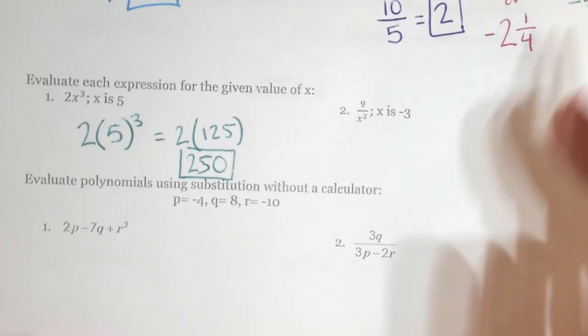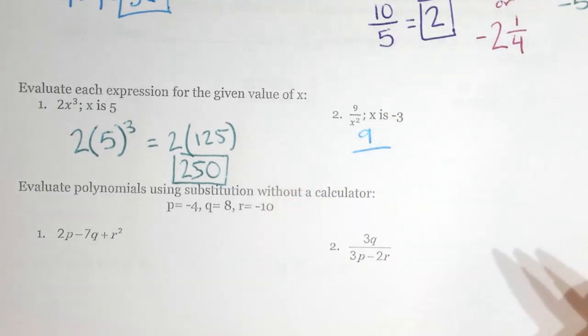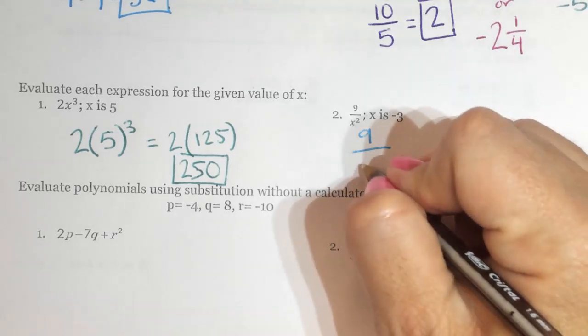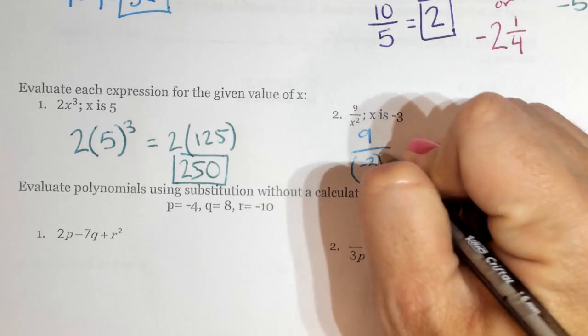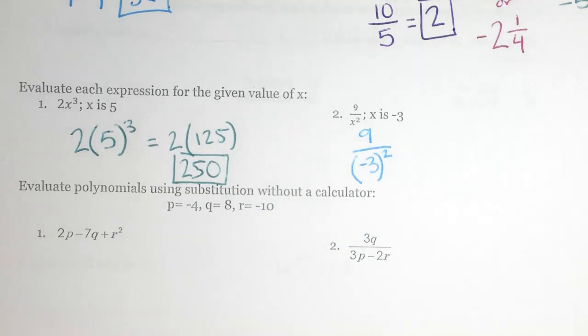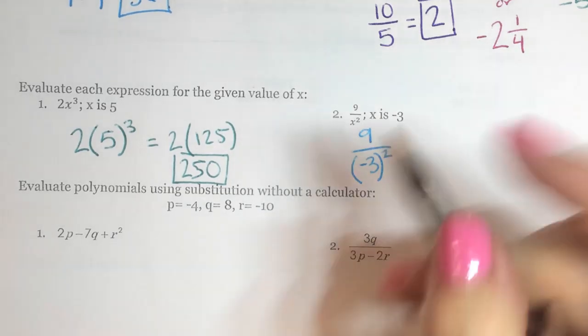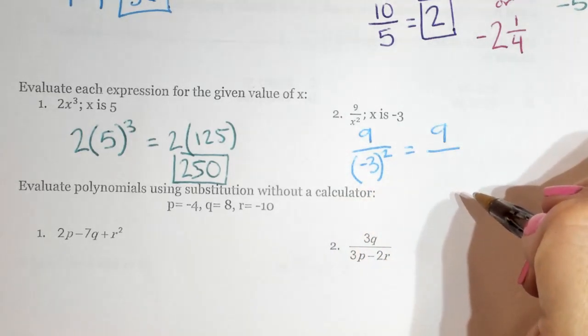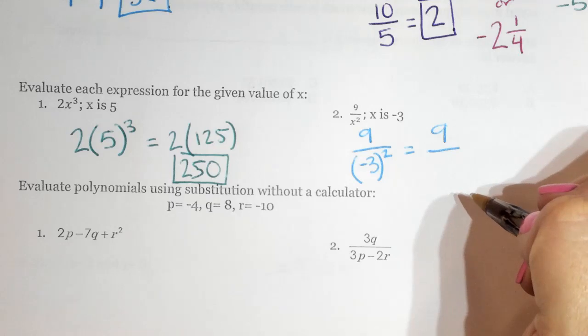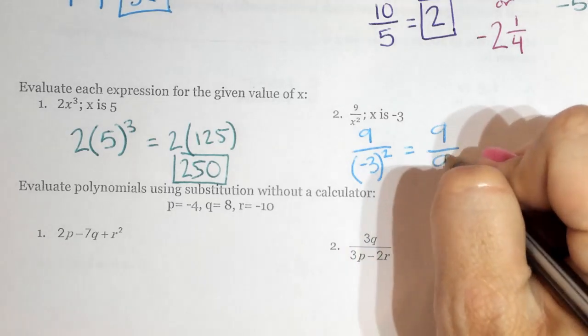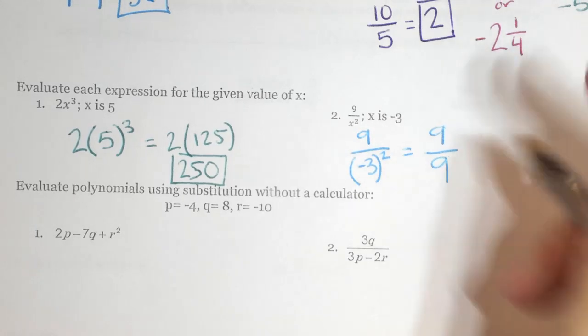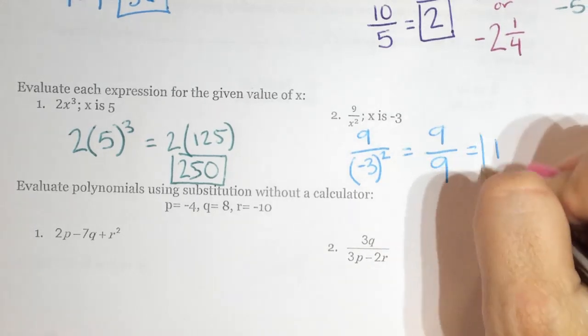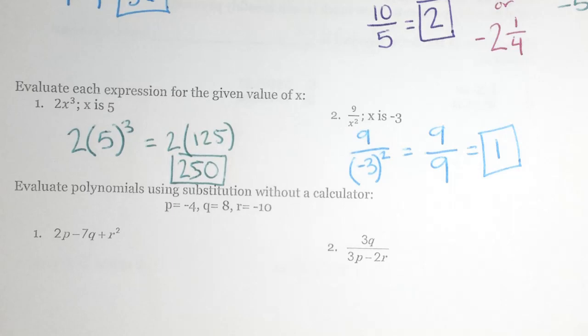Okay, so same concept. 9 over what? Negative 3. Negative 3. And every time you plug in, I want y'all to use parentheses, especially with negatives. So what's negative 3 squared? Positive 9 or negative 9? Positive, because 2 negatives makes a positive. And what's 9 divided by 9? 1. Any questions with that?